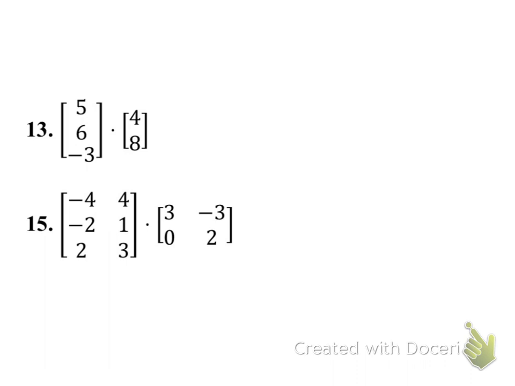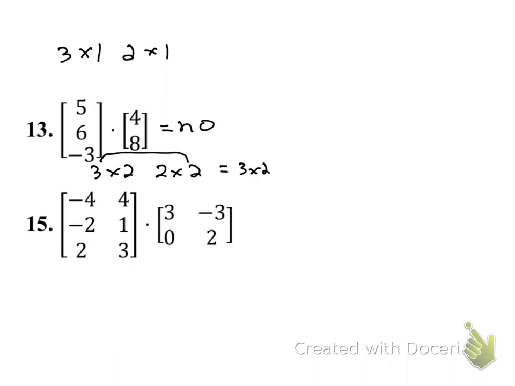13 and 15, we got rows by columns. 3 rows, 1 column. 2 rows, 1 column, so we can't do it. All right. 15, 3 rows, 2 columns. 2 rows, 2 columns, so our answer will be a 3 by 2.